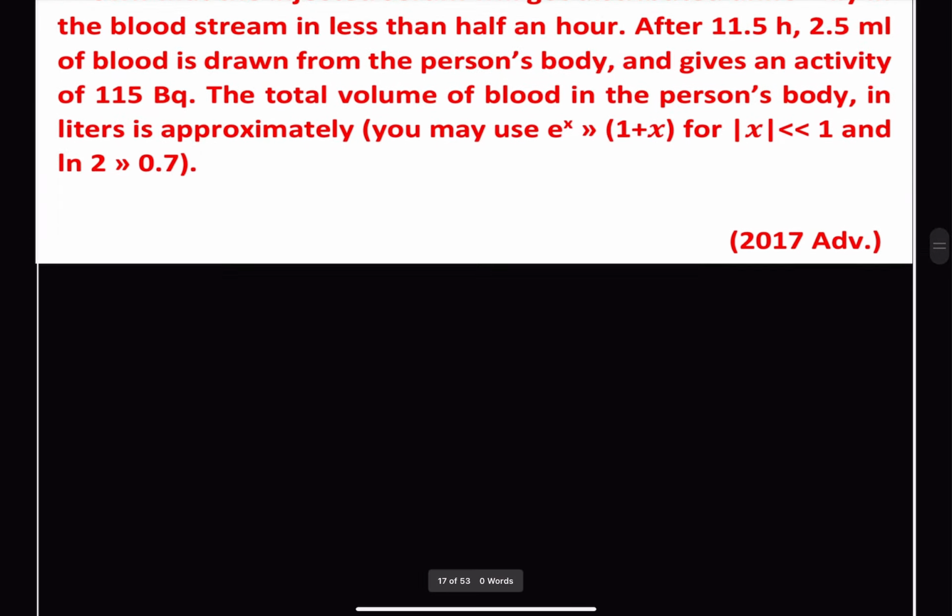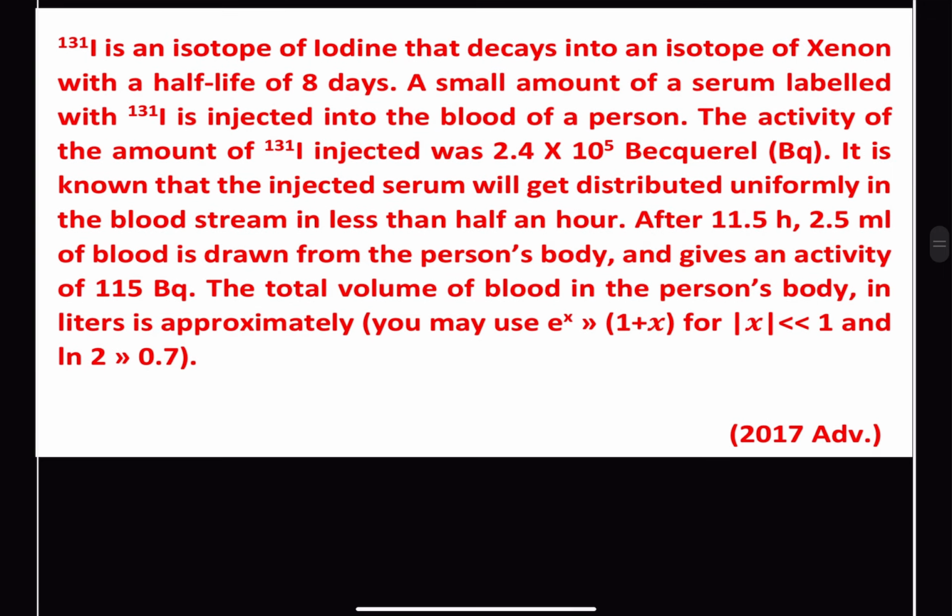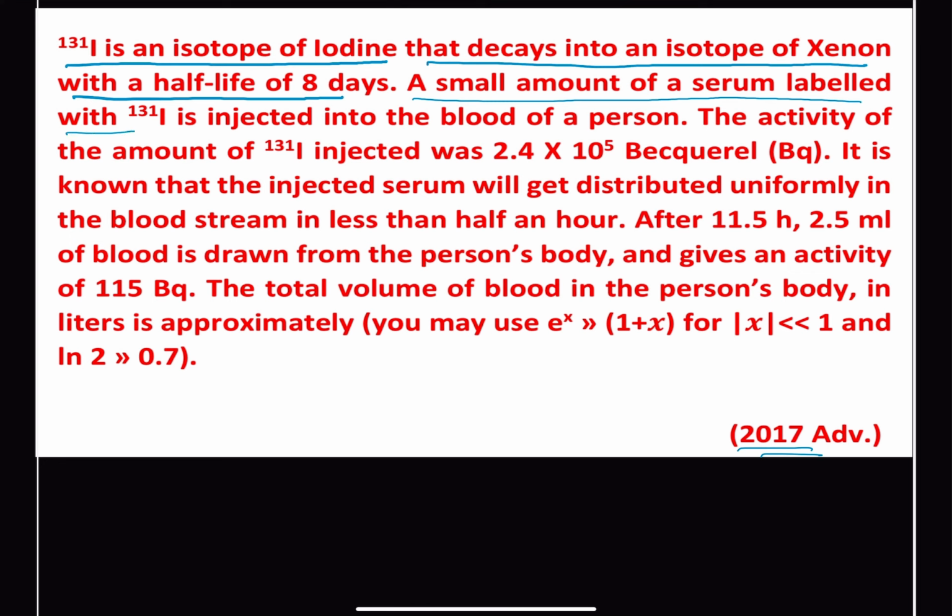Next question. It was also asked in the 2017 Advanced, and it states that 131I is an isotope of iodine that decays into an isotope of xenon with a half-life of 8 days. A small amount of serum labeled with 131I is injected into the blood of a person. The amount of 131I injected was 2.4 into 10 to the power 5 Bq.